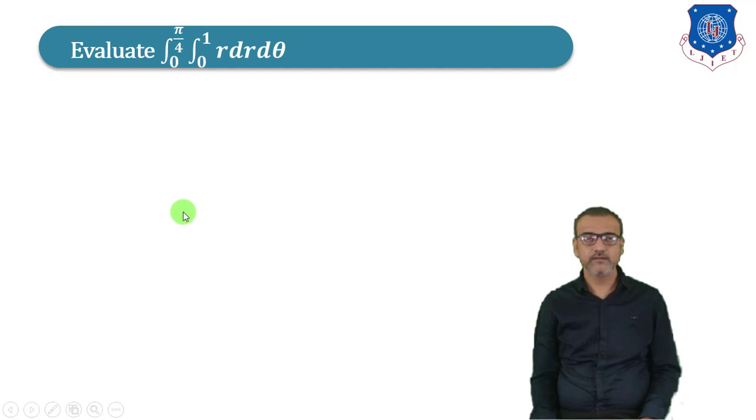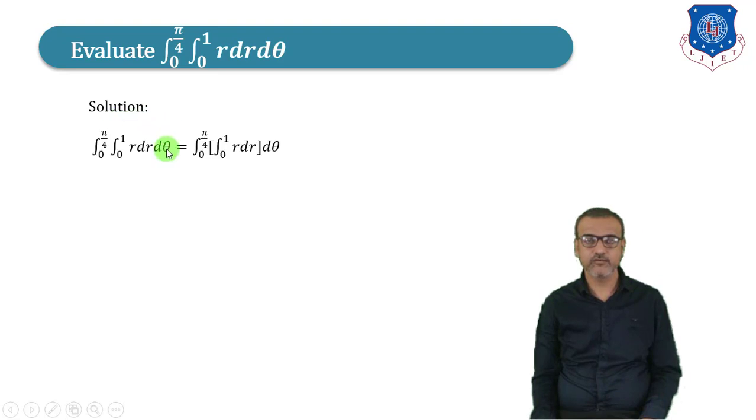Now we will see examples related to this topic. Evaluate integration from 0 to pi by 4, integration from 0 to 1, r dr d theta. This is the limit of r, and the limit of r is from 0 to 1. This is the limit of theta, and the limit of theta is from 0 to pi by 4. So here is the solution.